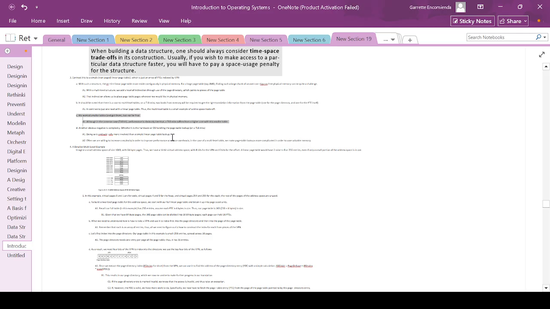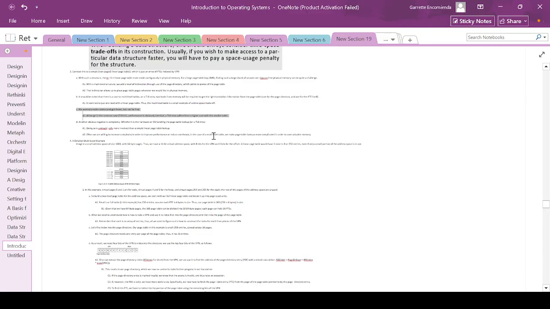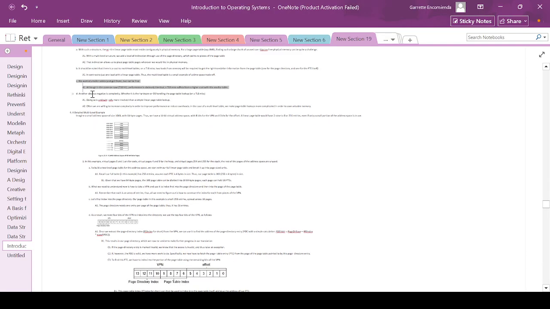On a TLB miss, it suffers from a higher cost with a smaller table. Another obvious negative is complexity, whether it's the hardware or the OS handling the page table lookup on a TLB miss.